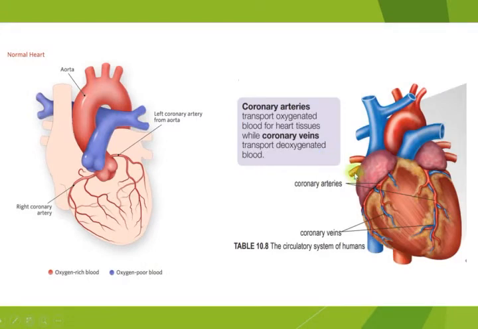Okay, what can we see from the diagram here? It's stated here the coronary arteries. This refers to the arteries of the heart, right? The red color refers to the coronary arteries, and the blue color here refers to the coronary veins. What is the function of the coronary arteries? Coronary arteries transport oxygenated blood to the heart tissues, while the coronary veins, the blue color here, transport deoxygenated blood.